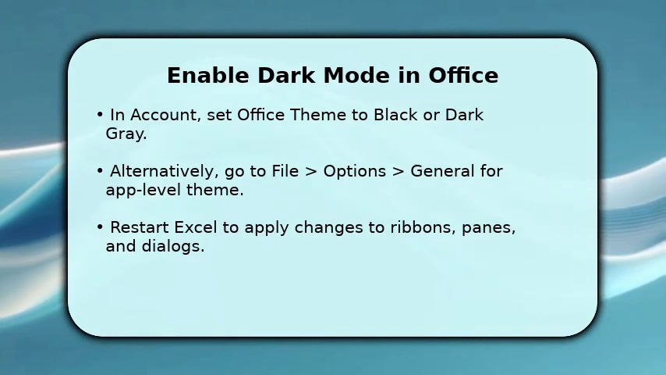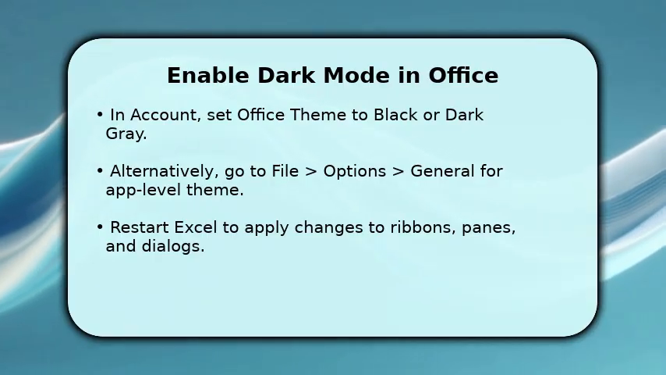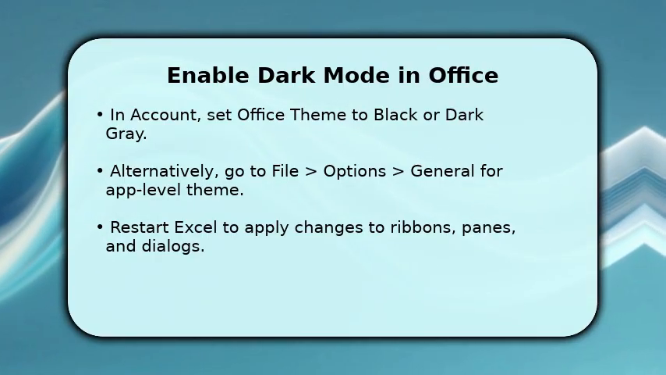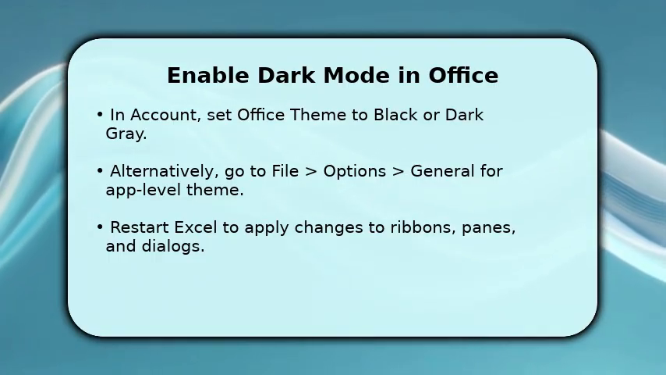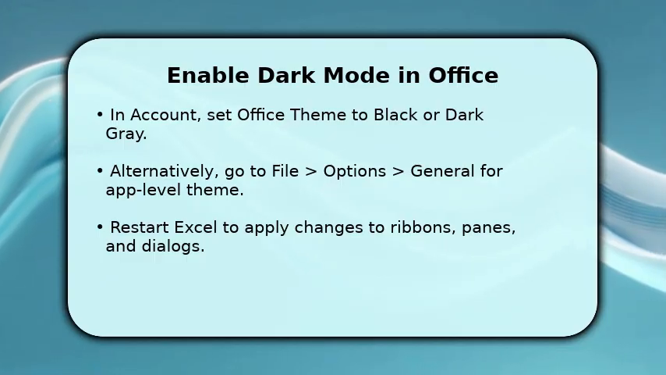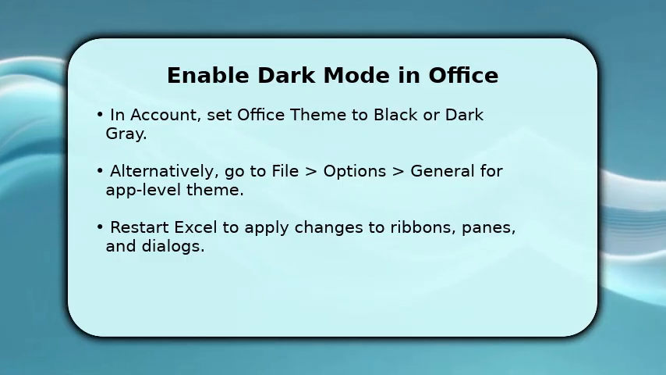Change Office theme to black or dark gray to switch ribbons, backstage, and most panes to dark tones. You'll notice cells remain white by default, so toggle Excel's page color later if desired. Once changed, restart Excel so every UI element reloads with the new theme. This step fixes elements that update only on app launch.